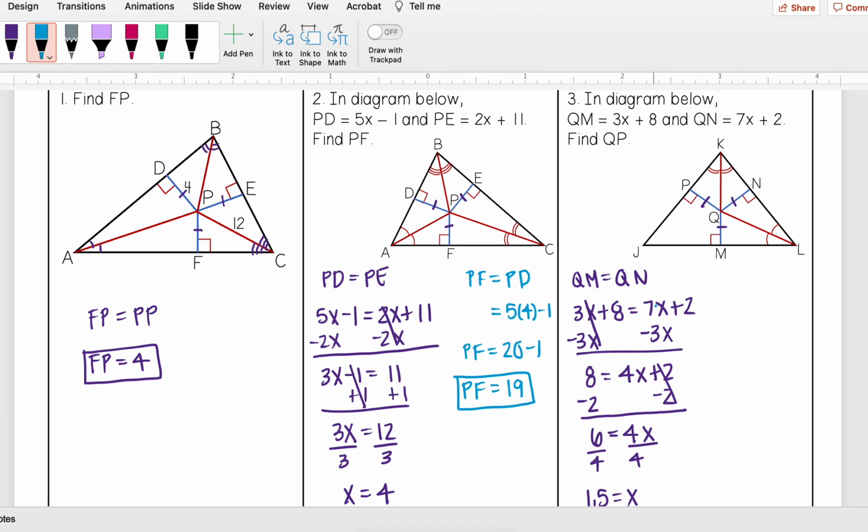And then I want to find QP, and so remember, since QP is equal to QM and QN, you can plug it in for either. I'll go ahead and plug it in for QN this time. And so I have 7 times 1.5 plus 2. And so I get 10.5 plus 2. And so QP is equal to 12.5.